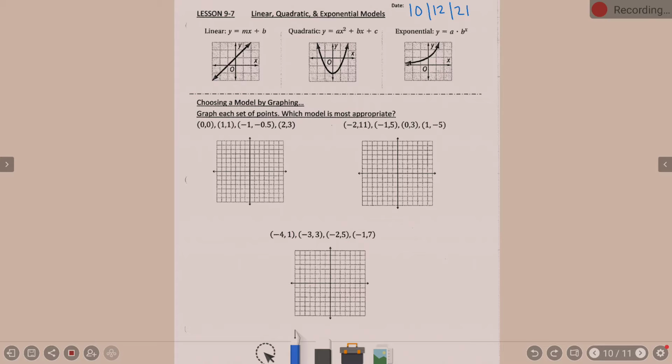So, okay, let's get these notes. Lesson 9.7 is looking at the compare and contrast of linear, quadratic, and exponential models. So just knowing which is which, how they relate, and all of that.